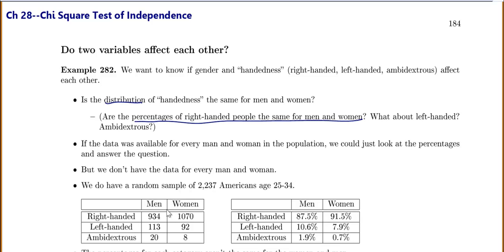And in this sample, there were 934 men that were right-handed, but there were 1,070 women that were right-handed. So these are our counts. These are the actual numbers of people in each category. And then in this table, I put the percentages. So we can see that 87.5% of men were right-handed, but 91.5% of women were right-handed.